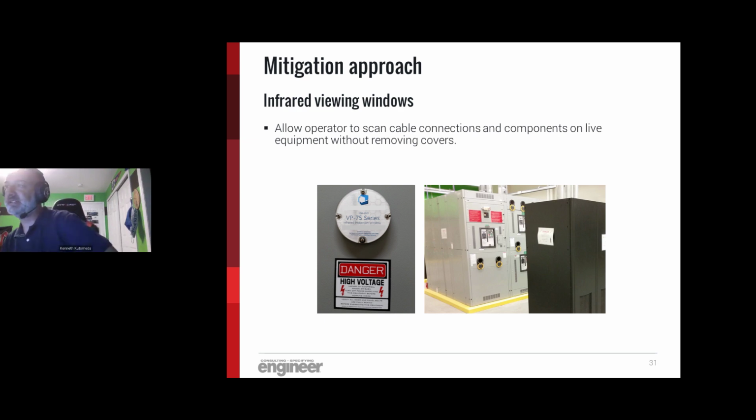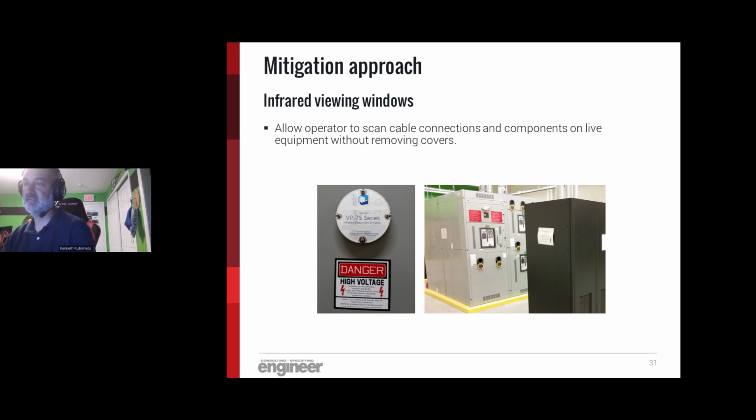Another approach is infrared viewing windows. This is really to allow that operator to scan cable connections and components on live equipment, so they don't have to remove the covers and then do that scanning to make sure things are not loose. Part of this is the PM, the preventative maintenance, to prevent arc flashes from happening. Part of that is to make sure that your cable connections are tight, that there are no loose connections that can create that arc flash. So this is one of those ways to do preventative maintenance in a safe manner, by using the infrared windows to allow you to do that thermal scanning.